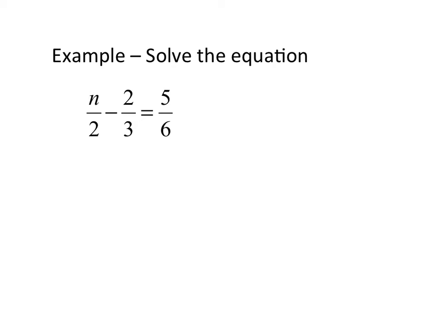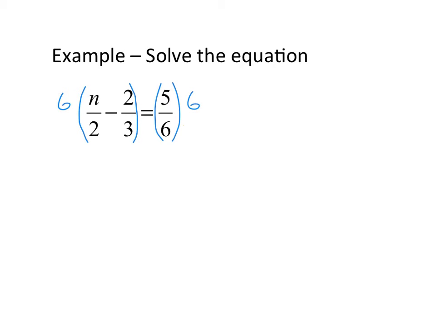So we need a number that all of those denominators go into. That is, we need a common multiple. Least common multiple is the most efficient way to do it. Technically, any common multiple will do, but we're going to strive for the least common multiple. So in this case, 2, 3, and 6, least common multiple is in fact 6.